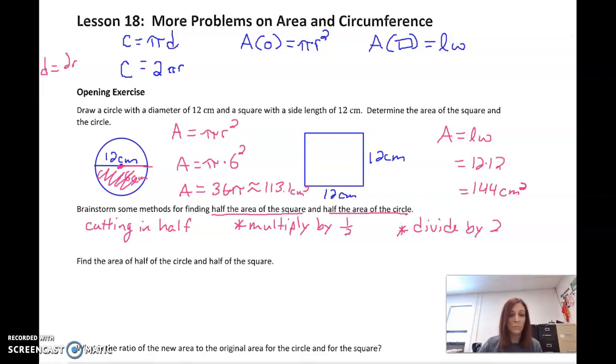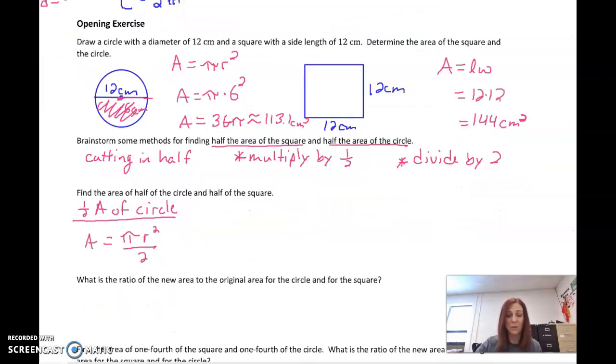Okay, so if I want half the area of a circle, right? If I want half the area of a circle, I'm going to take my area formula here, which is pi times the radius squared, and I'm going to just divide by 2. I could multiply by half, but I kind of like to divide by 2, right?